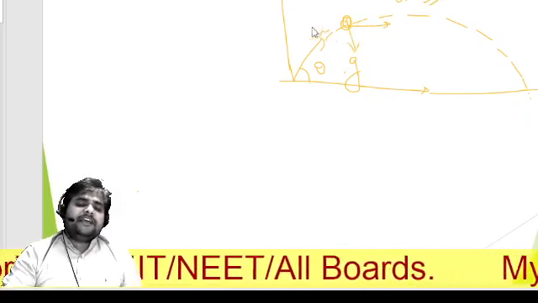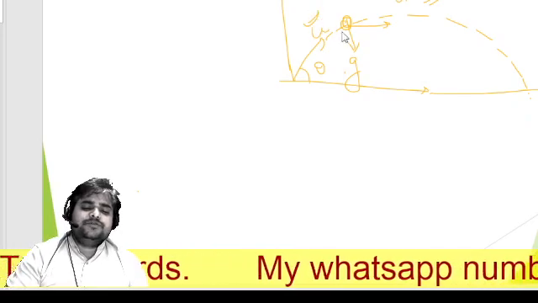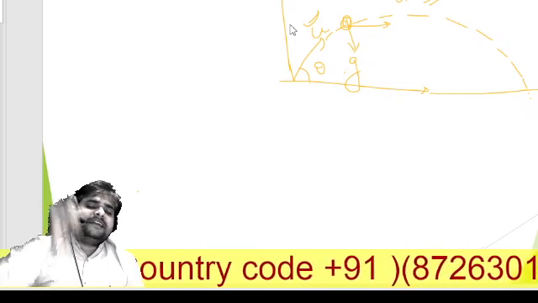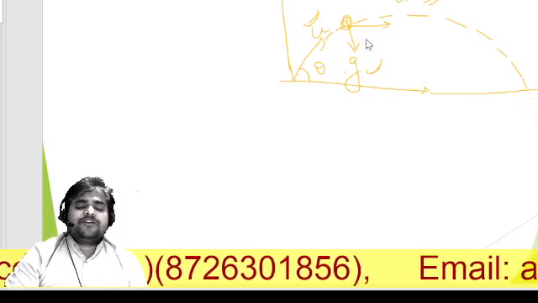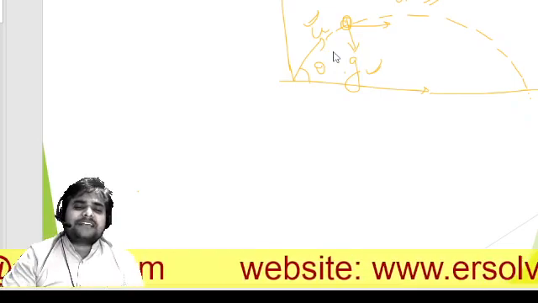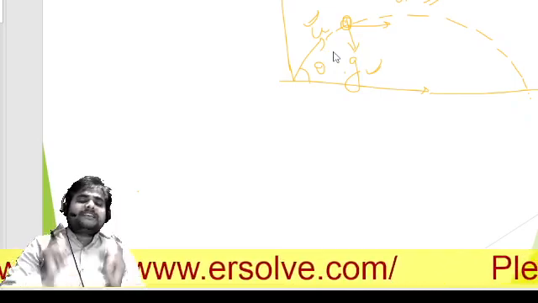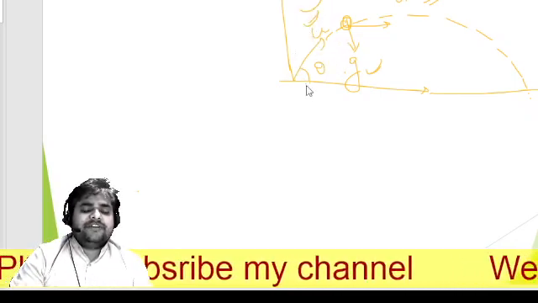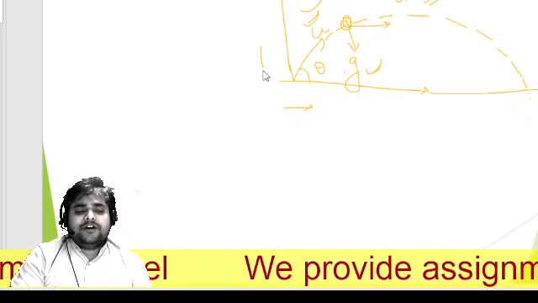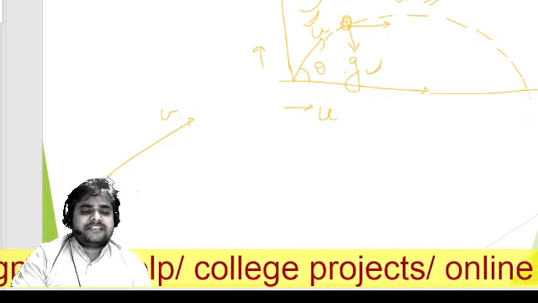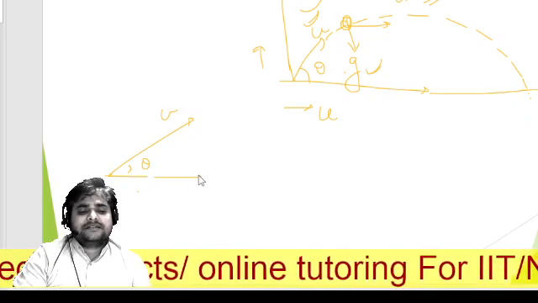So if we project the object with a certain velocity u, the component of velocity along the vertical direction is going to change, because acceleration due to gravity is working in the vertical direction, but along the horizontal direction there is no acceleration. So the velocity along the horizontal direction always remains constant. Let's divide the velocity into horizontal and vertical components. This is u and it is making theta angle with the x axis.